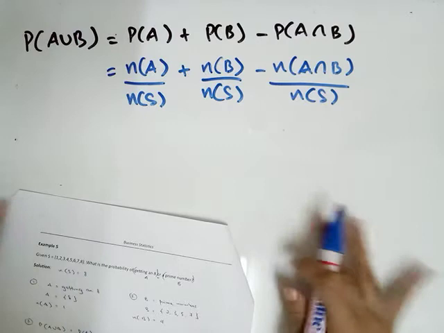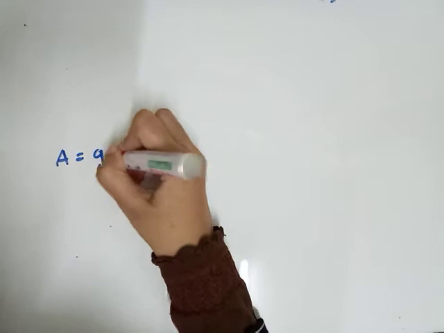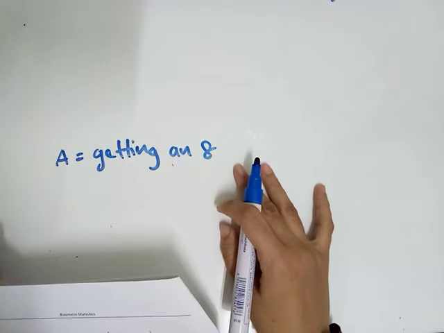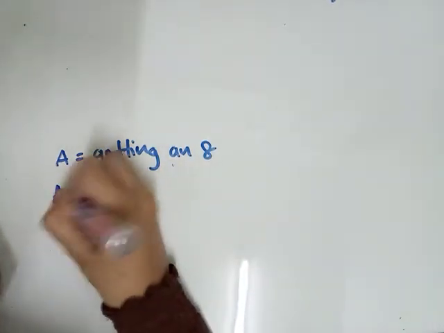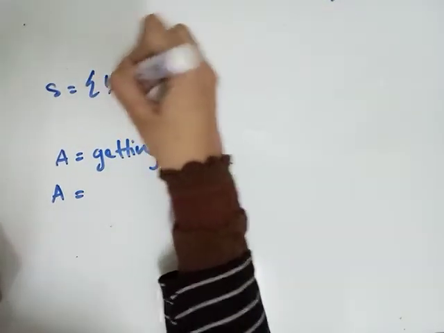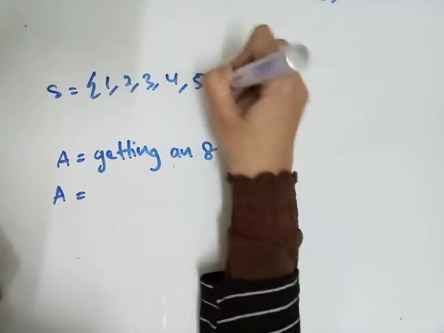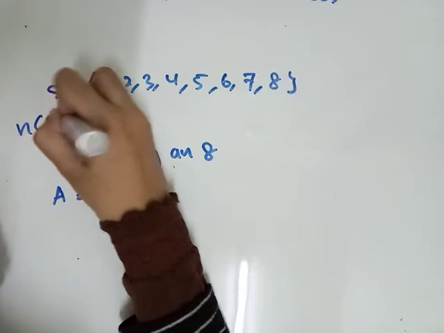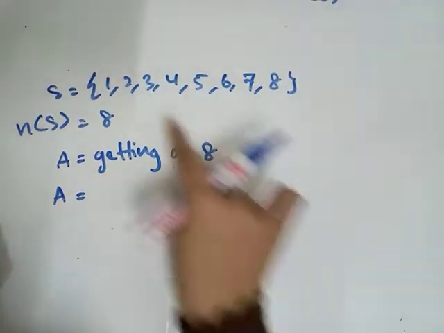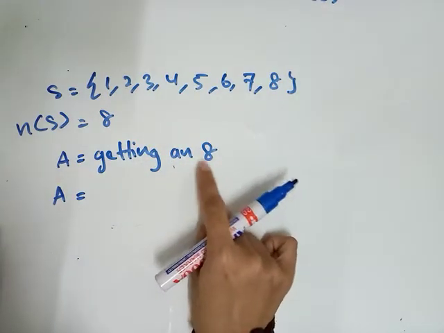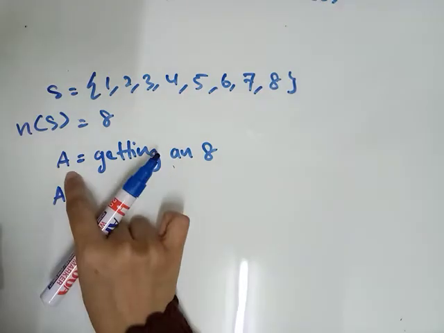Okay, so kita letkan A getting an 8. Maksudnya the element inside A is, okay, sample space dia berapa tadi? 1, 2, 3, 4, 5, 6, 7, 8. The number of element in sample space we know that is 8. Okay, total dia 8. And then kita dah letkan A getting an 8 number. Okay, getting an 8. So the element inside A is 8.